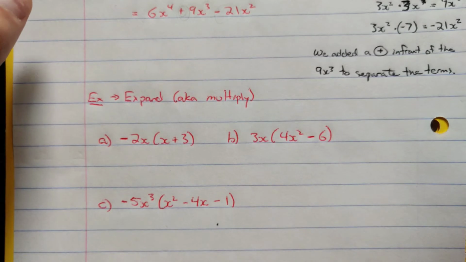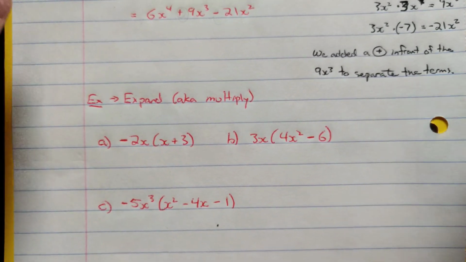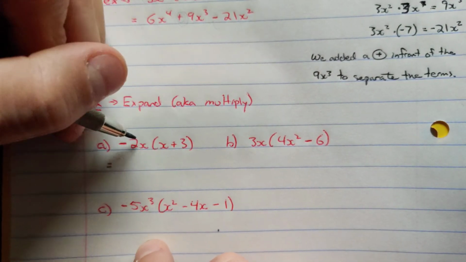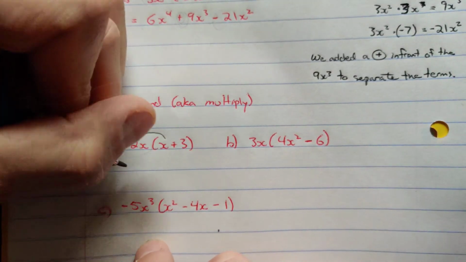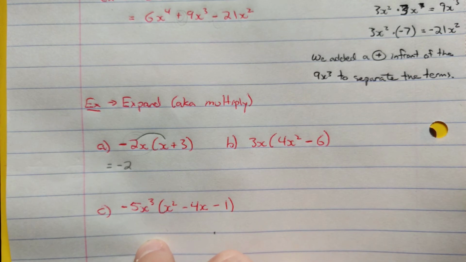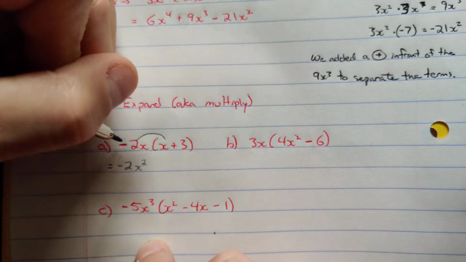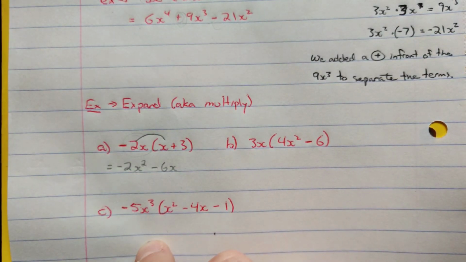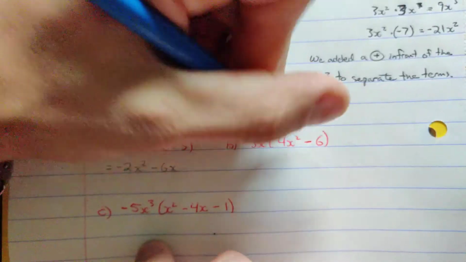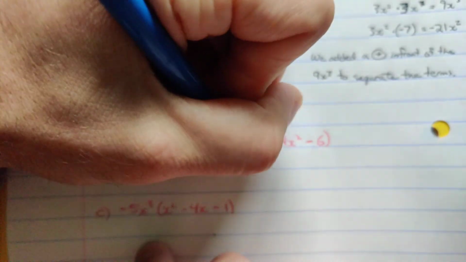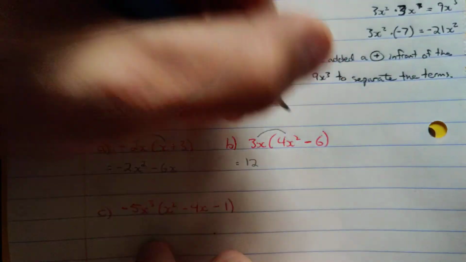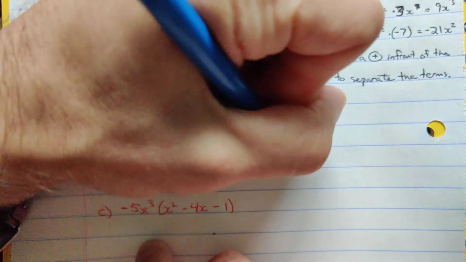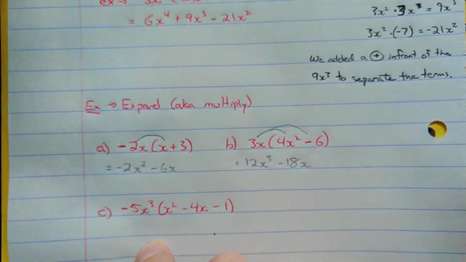You'll hear the term expand used when you're multiplying these expressions. It just means multiply. Okay, so expand means multiply. So negative 2x times x. That's our first step. So there's no number to multiply the 2 by, so we just put it down there. x times x, that's going to be x squared. Negative 2 times 3 is going to be negative 6, and there's nothing to multiply the x by, so we just put it down there. The next one, 3x times 4x squared. So that's going to give us 12, 3 times 4, and then x times x squared, that's 3 x's multiplied together. 3x times negative 6. 3 times negative 6 is negative 18. Nothing to multiply the x with, so we just put it down.